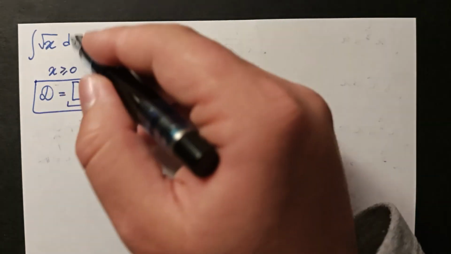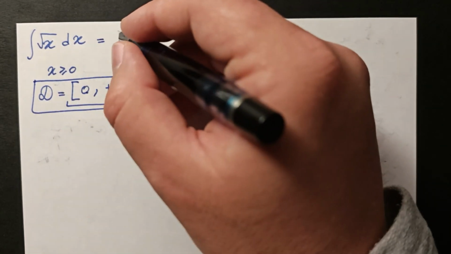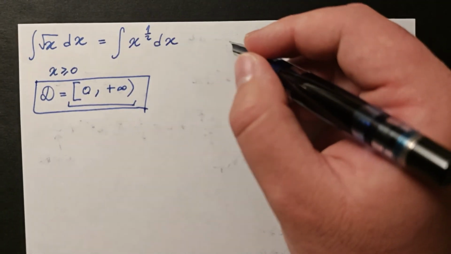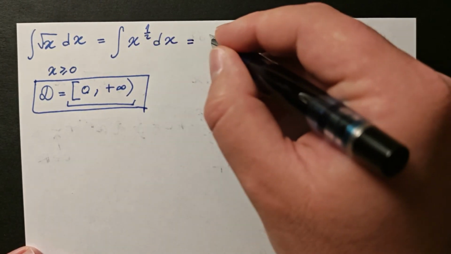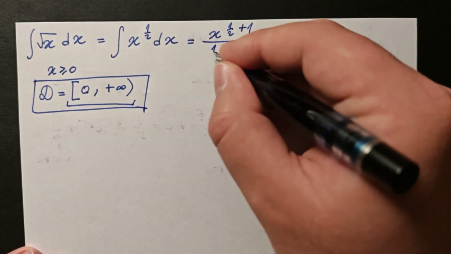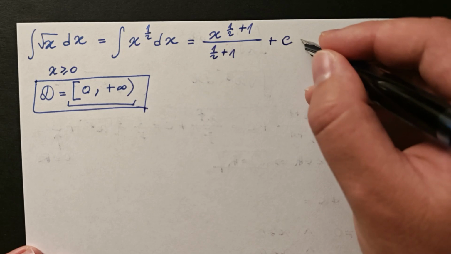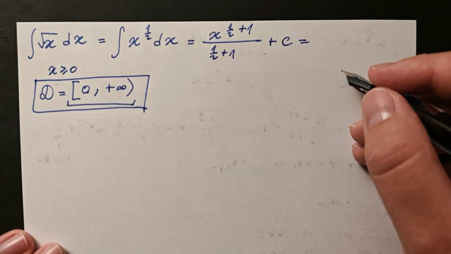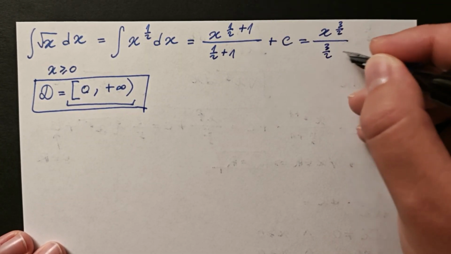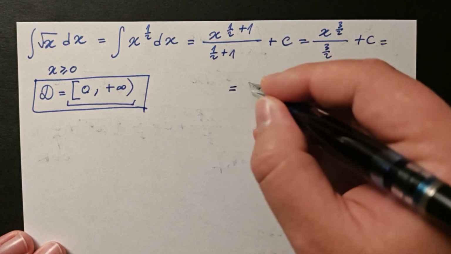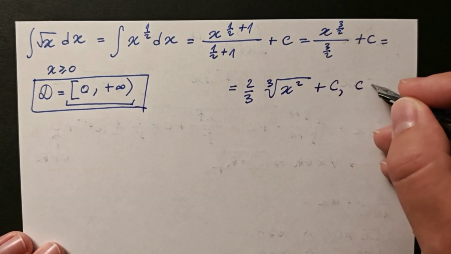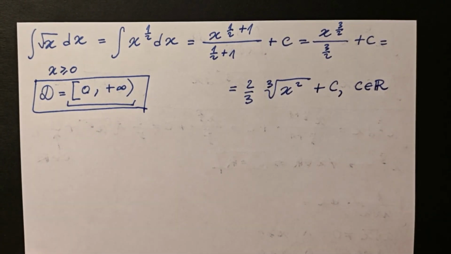And we can transform this square root of x when we are trying to solve the integral into x to the power of 1/2 dx. And from this point, we can just apply the simple power rule. So this is x to the power 1/2 plus 1 divided by 1/2 plus 1 and plus that constant c. So finally we get that this is x to the power of 3/2 divided by 3/2 plus c, and that is just 2/3 cubic root of x squared and plus c. This c is of course a real number.